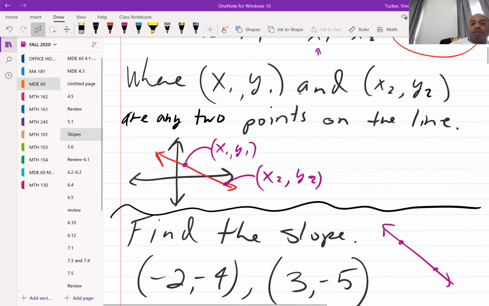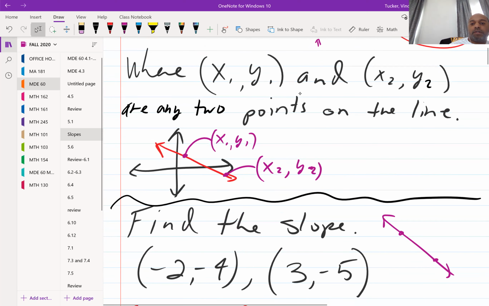Let me scroll up. We're good. So the first one we want to look at is they give us 2 points and ask us to find the slope. A line has to pass through these 2 points. We have these 2 points that are on the same line, and we want to find the slope.